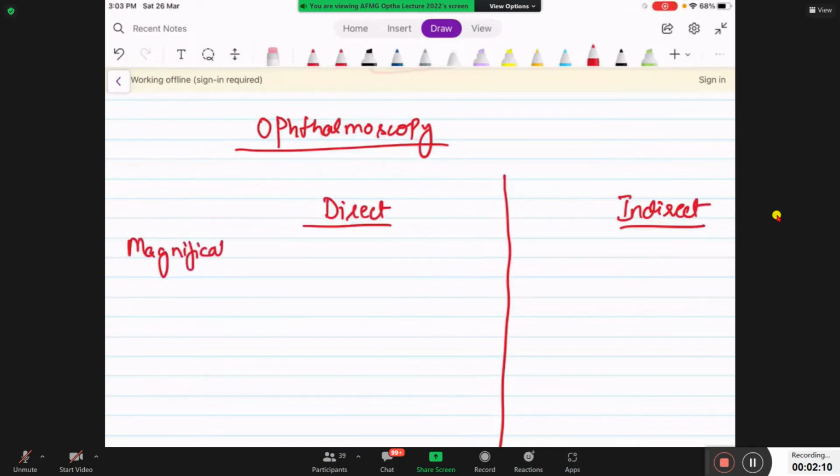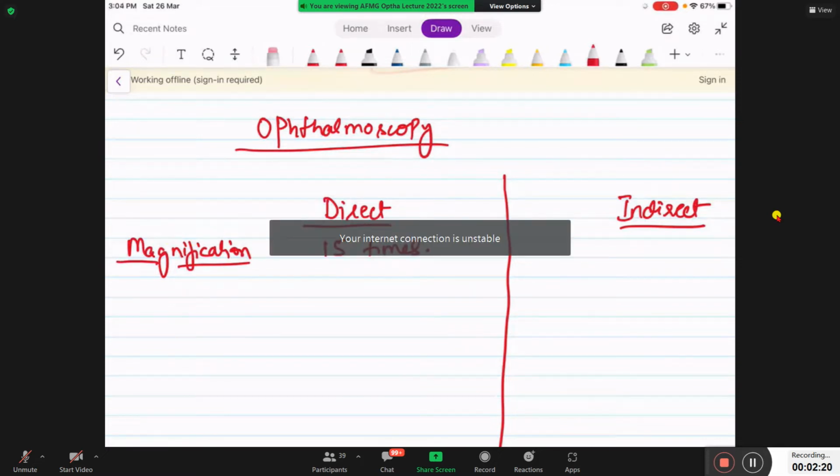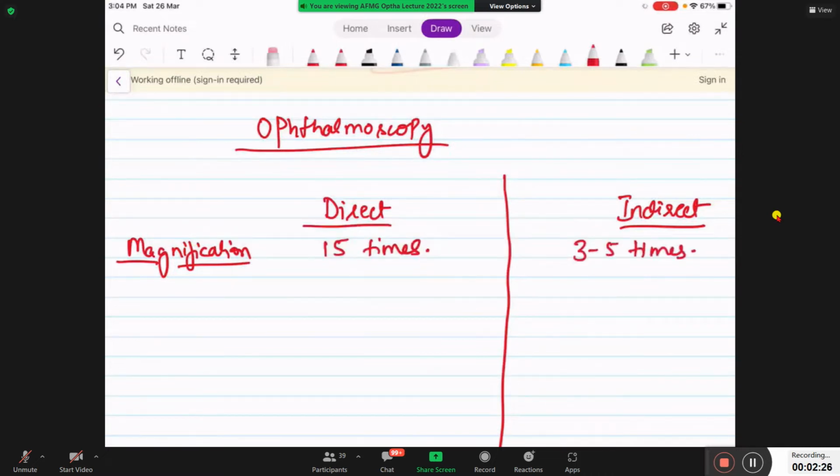Talking about magnification of image, when you visualize the retina, the magnification which we get in direct is 15 times magnified image, whereas in indirect you get 3 to 5 times magnified image. In direct ophthalmoscopy, no lens is required, whereas in indirect ophthalmoscopy, a plus 20 diopter condensing lens is required.